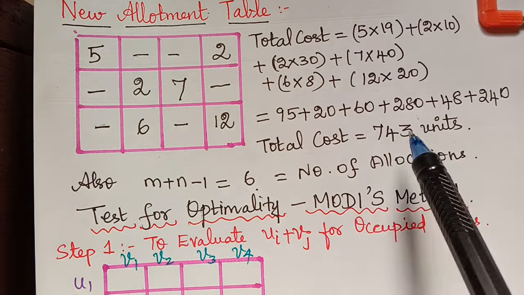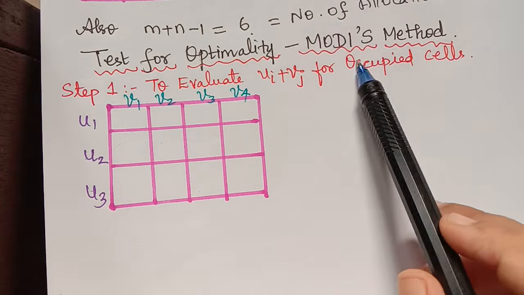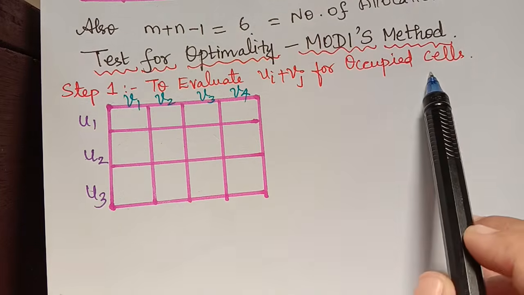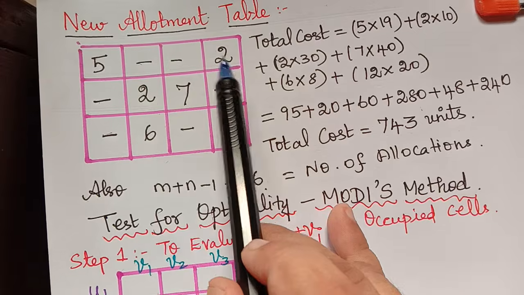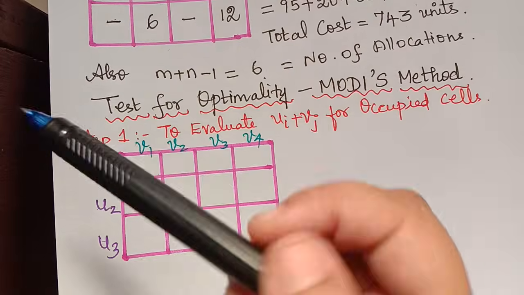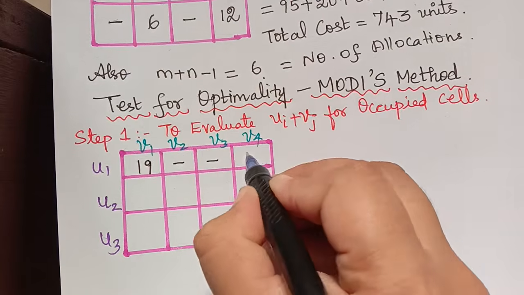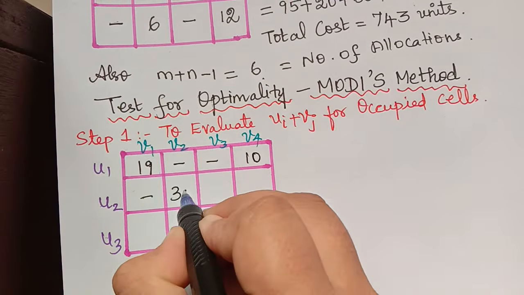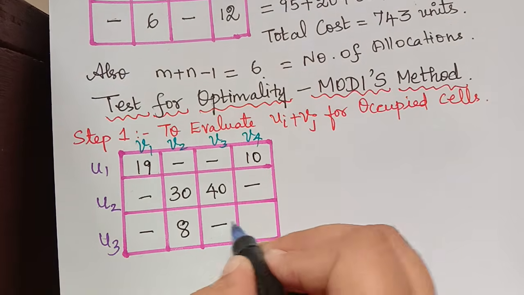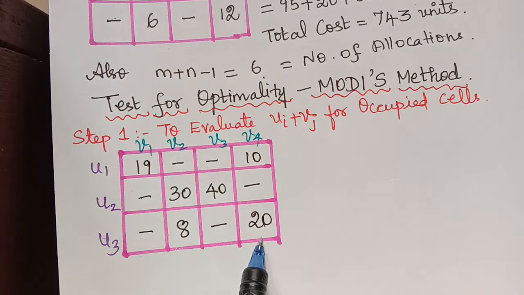Now we have to check whether this solution is optimal or not. The same procedure we did before, we have to continue with it. First we have to move on to the test for optimality by using the MODI method. So what is the first step? To evaluate ui plus vj for occupied cells. That is, at these places we have to replace it by the original value from the given table. So at these places we will be having 19. You can check with the cost matrix that is given in the question. So this will be 30, 40 and 8 and 20. These are the cell values of the original cost matrix. So we have replaced it.